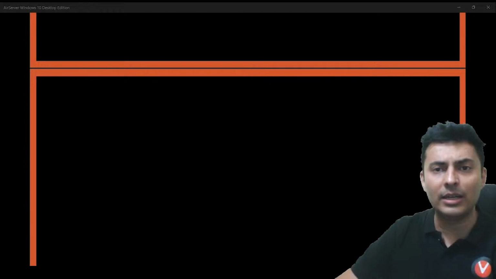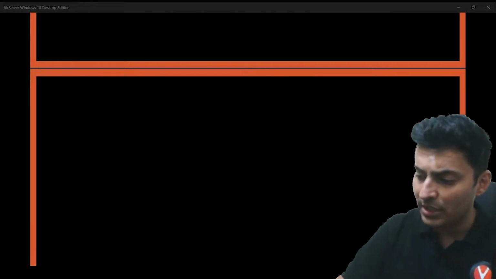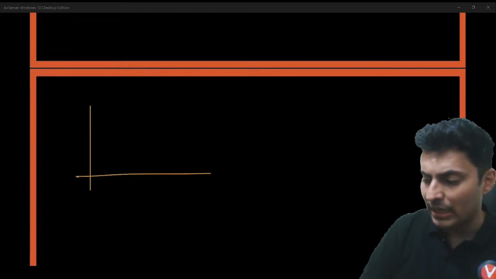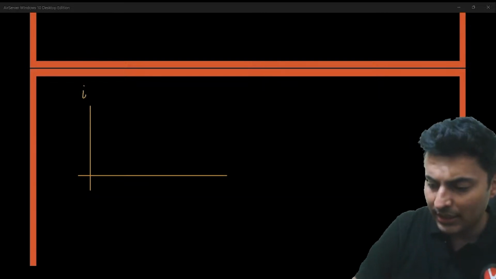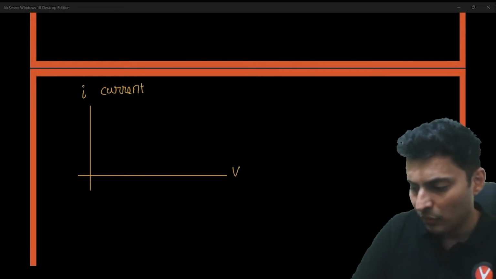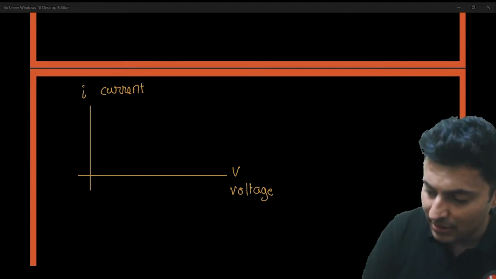Okay, this is one of the first diagrams, guys, which you must know. The next diagram is of the current versus the voltage. Let's draw that. Here you have the current, and here you have the voltage. How does this graph look? Well, it's very interesting. Let's draw this.